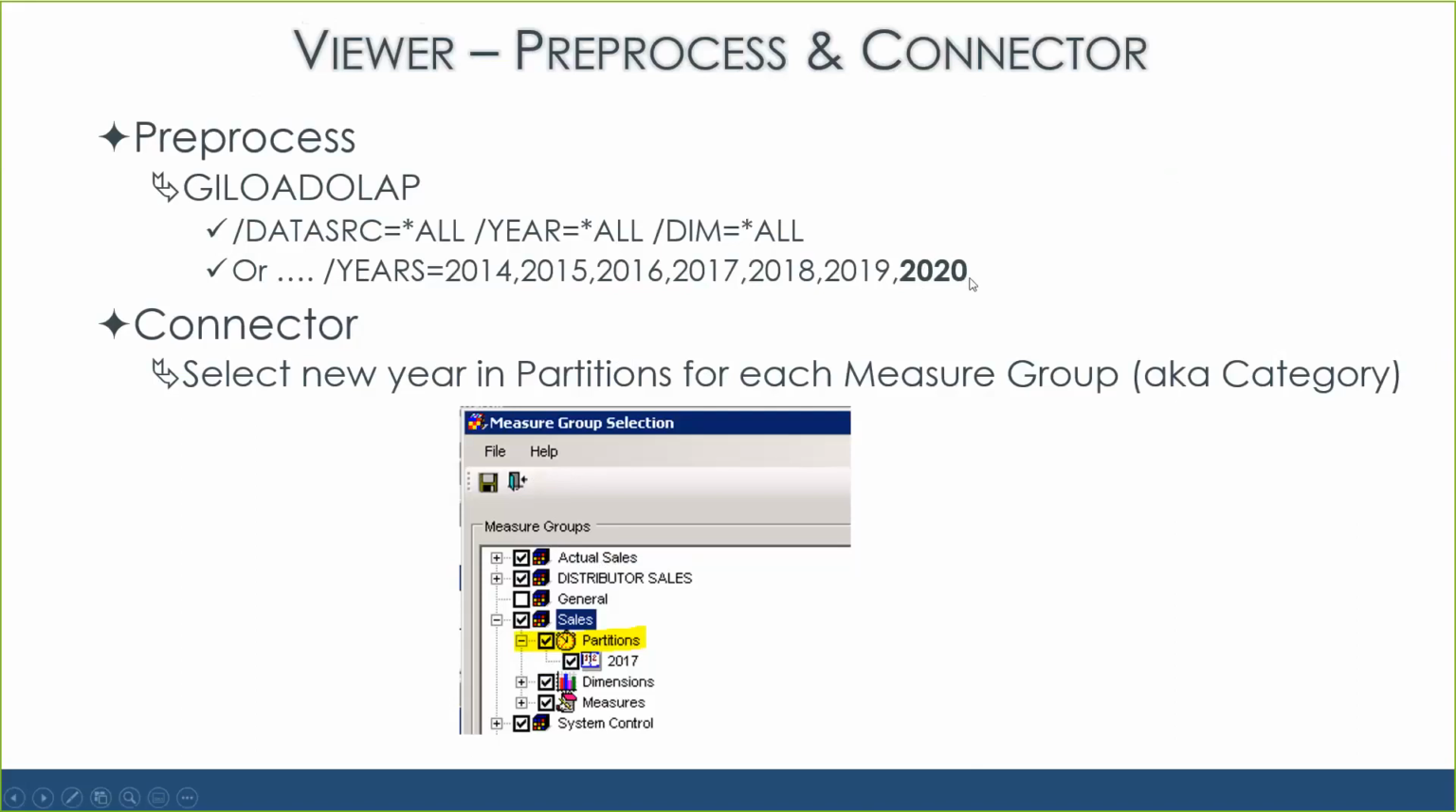Okay? Because remember, the load OLAP function makes sure that we've got all of the dimensional information available within viewer when we go to process the cube. And then finally, obviously, the other thing to make sure we do is to include that new partition or that new year in each of our measure groups or data sources. So in this example, I want to click on that new year for each of my measure groups, and that'll bring in the data.